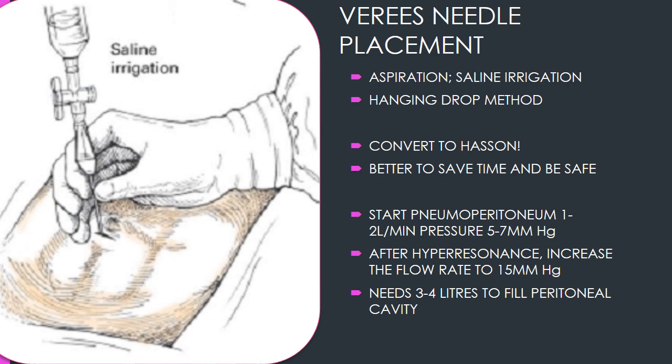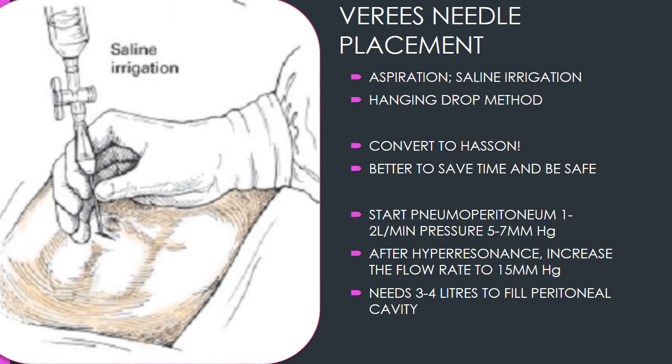You'll have to wait for a while, and once you get the hyperresonance, then you can increase the flow rate and also you can increase the pressure to 15 millimeters of mercury. It takes roughly 3 to 4 liters of air, that is basically carbon dioxide, to fill the peritoneal cavity. Keep a watch on your pressures and you see how you are going. There are 3 things on your monitor. The amount of gas flow that has taken place from the time that you started the flow. Second, the actual set pressure. And third, the actual pressure inside the peritoneal cavity.